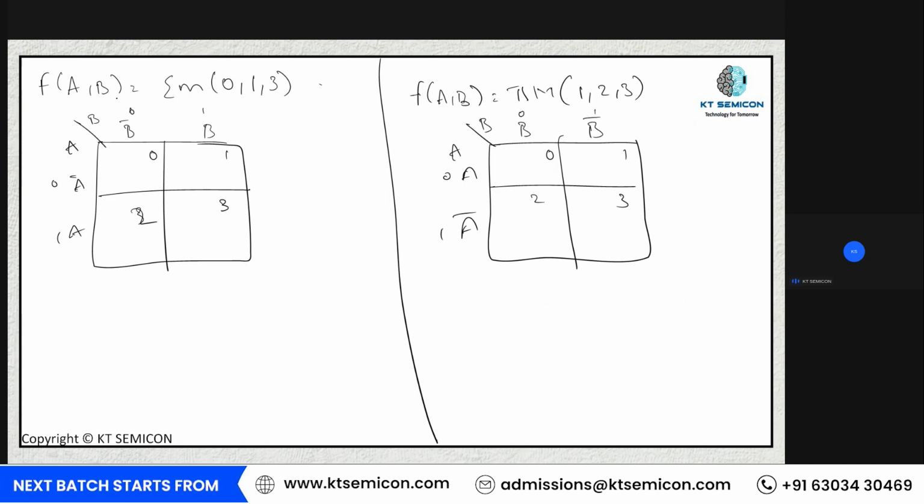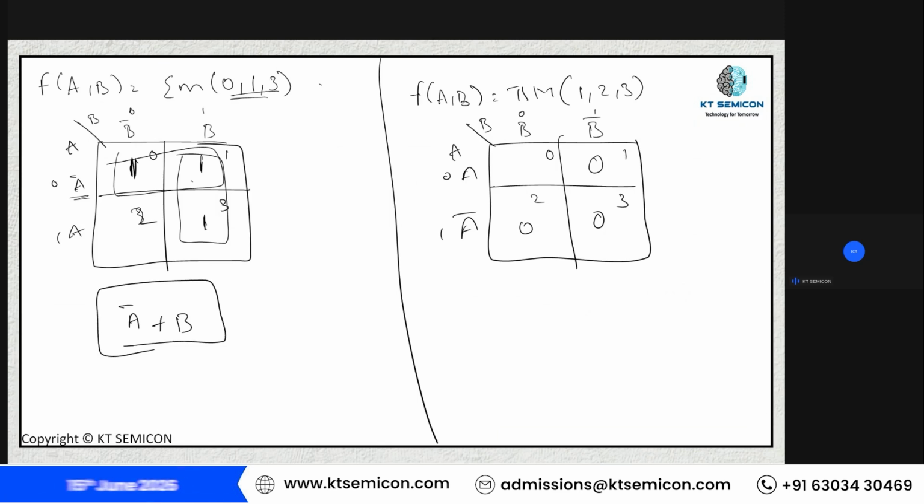Now, I'm going to fill ones in the cells which are given, that is, min terms I'm going to represent by 1: 0, 1, 3. And here 1, 2, 3, I'm filling it by max terms. Now, I need to group adjacent cells for solving my KMAP. If I group these 2 and these 2, the common thing here is A bar, so I'm going to write down plus B. So the solved expression is nothing but A bar plus B.